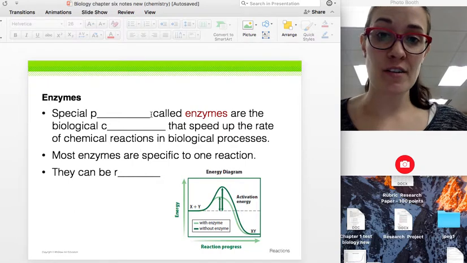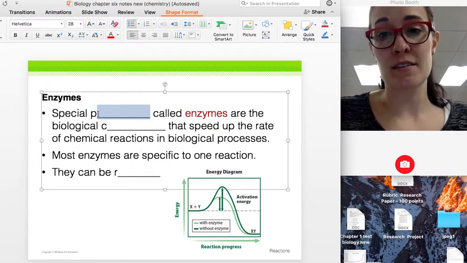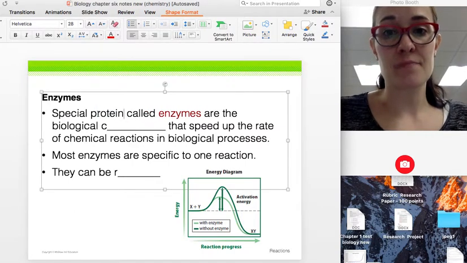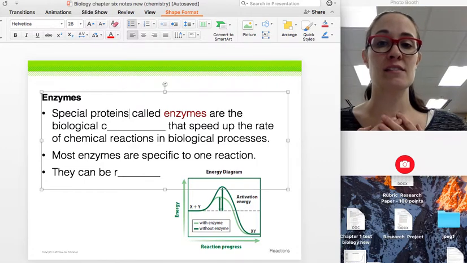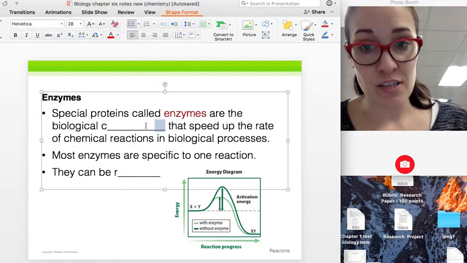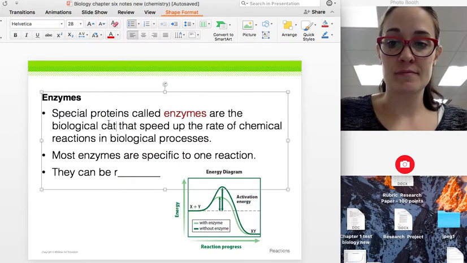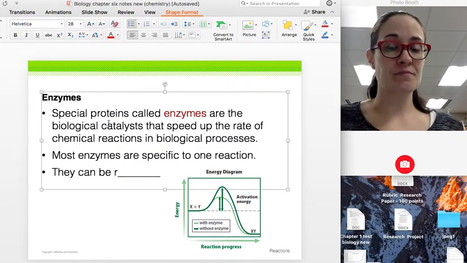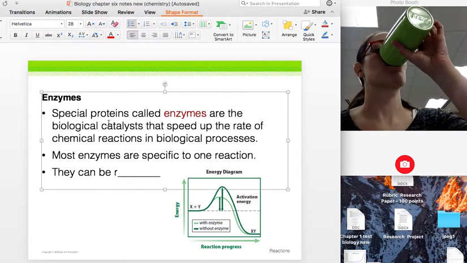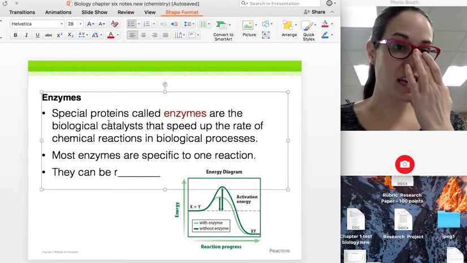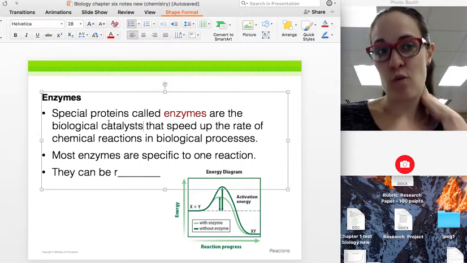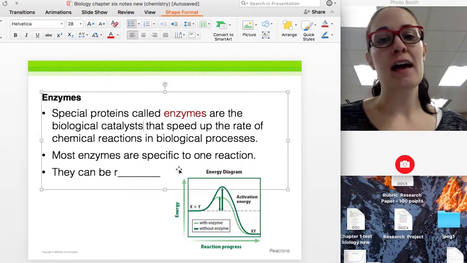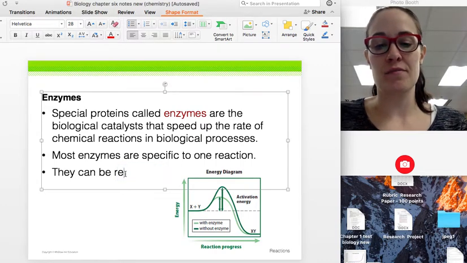Enzymes are a specific type of catalyst. They are proteins in living things, and they are biological catalysts that speed up the rate of chemical reactions. Most enzymes are very specific to one certain kind of reaction, and they can be recycled.